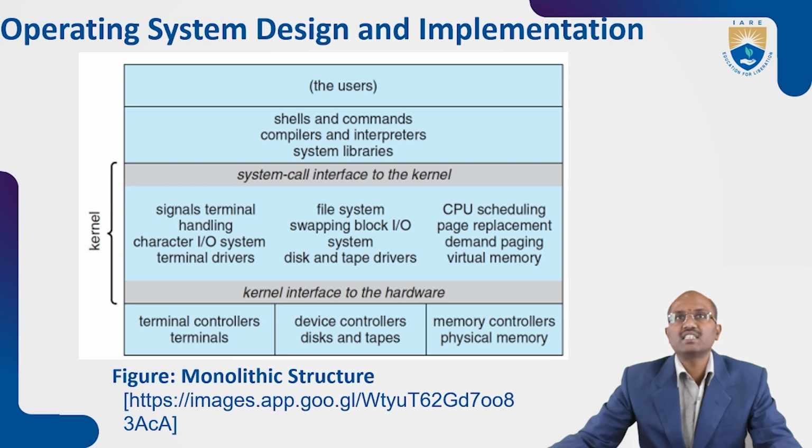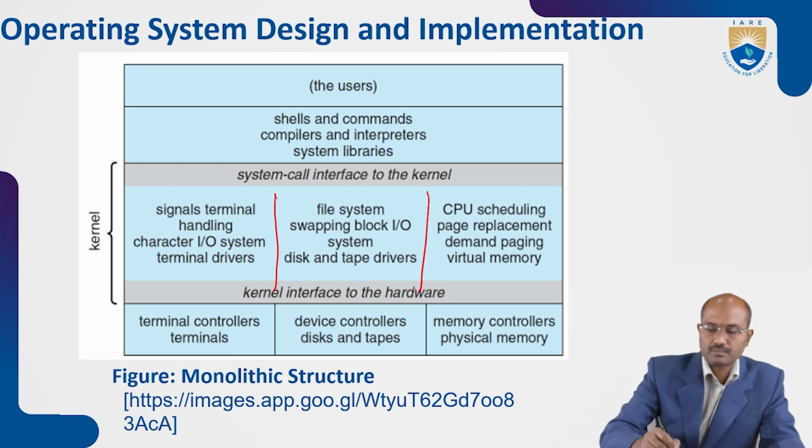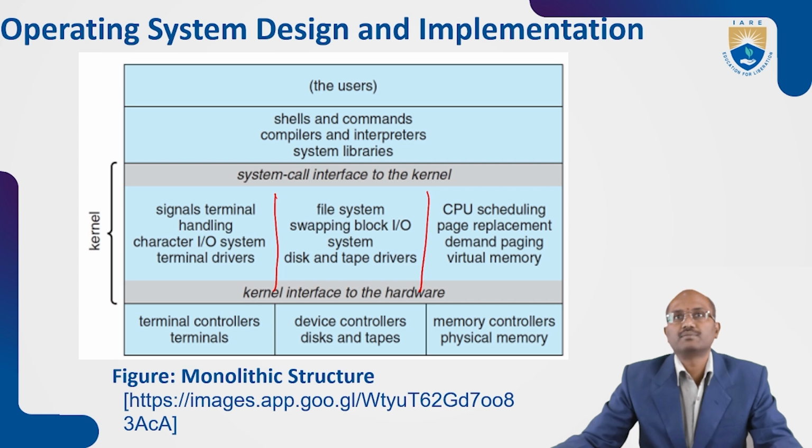In this figure, the kernel consists of signals and terminal handling, character input-output system, and terminal drivers. And also, the kernel contains the file system, swapping, block input-output system, and disk and tape drivers. And also, CPU scheduling, page replacement algorithms, demand paging, and virtual memory. The kernel can be divided into three parts. The kernel interface to the hardware again consists of terminal controllers, terminals, device controllers, disks and tapes, memory controllers, and physical memory. These are the three internal structures of the kernel.